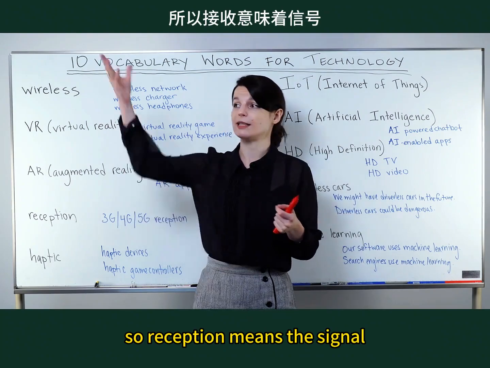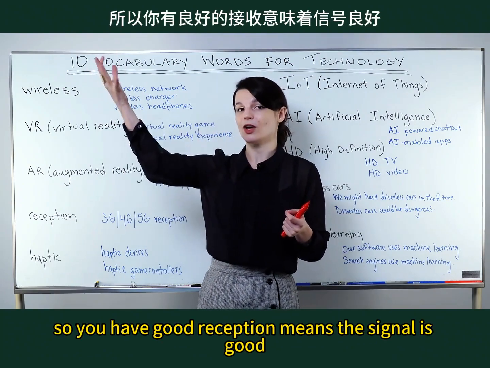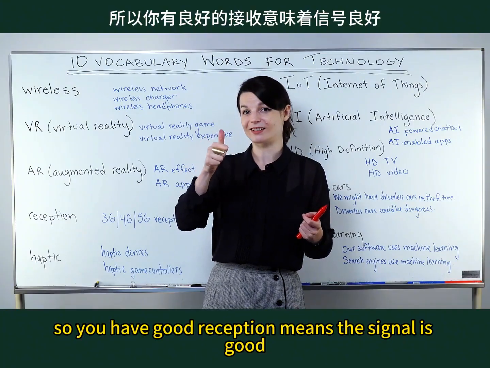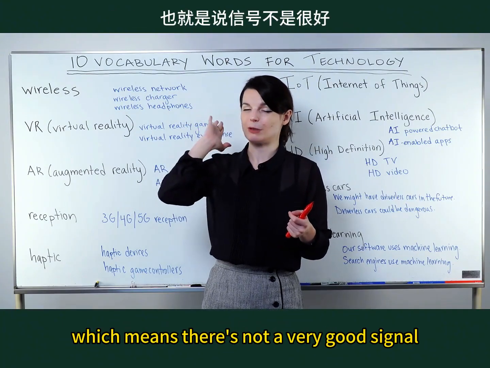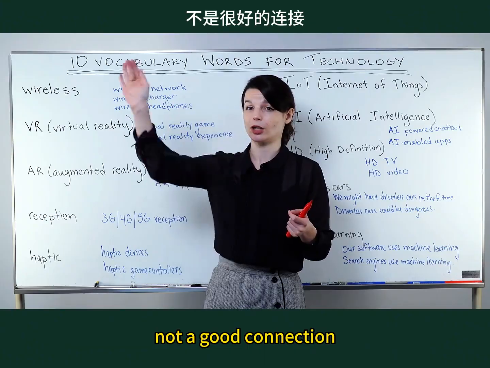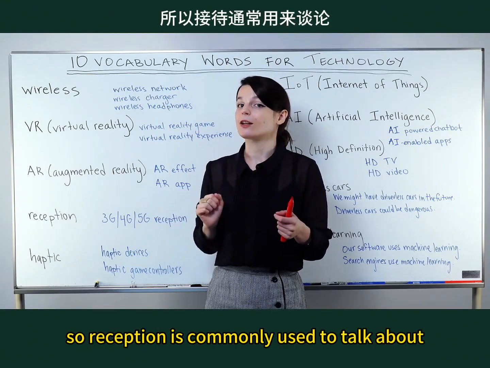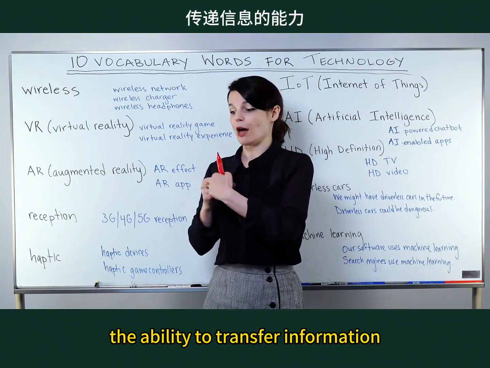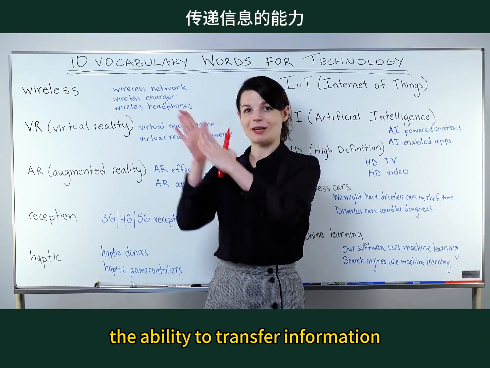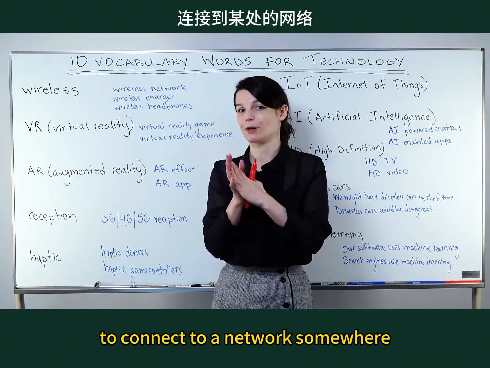So reception means the signal. You have good reception, which means the signal is good, or you have bad reception, which means there's not a very good signal, not a good connection. So reception is commonly used to talk about the ability to transfer information, to connect to a network somewhere.